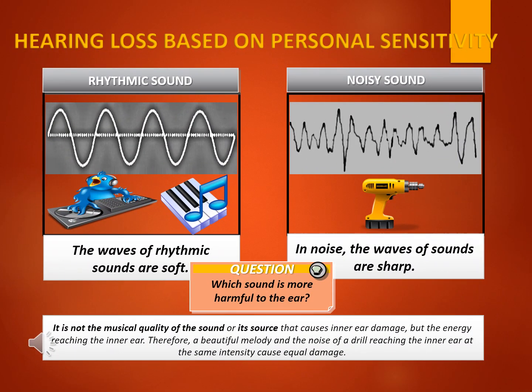Hearing loss based on personal sensitivity. Rhythmic sound: the waves of rhythmic sounds are soft. Noisy sound: in noise, the waves of sounds are sharp. Which sound is more harmful to the ear? It is not the musical quality of the sound or its source that causes inner ear damage, but the energy reaching the inner ear. Therefore, a beautiful melody and the noise of a drill reaching the inner ear at the same intensity cause equal damage.